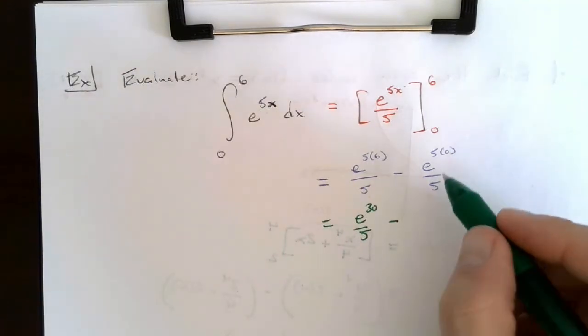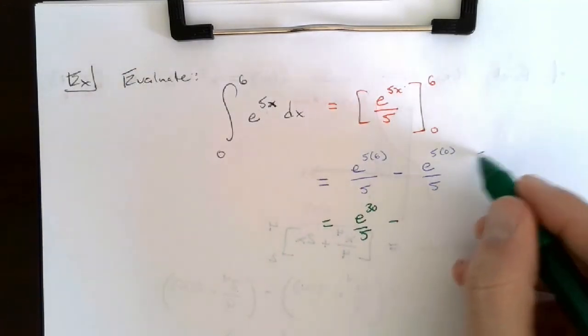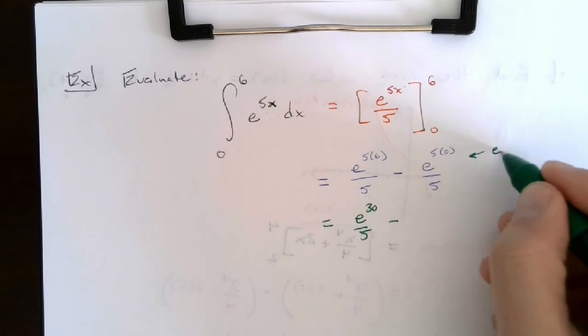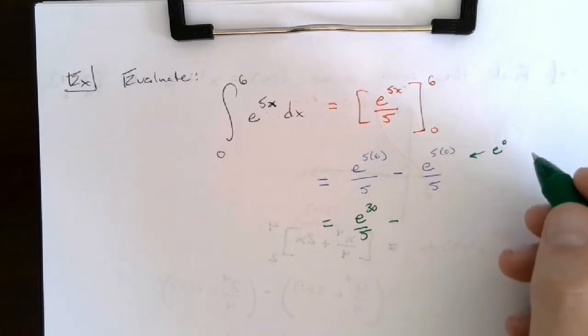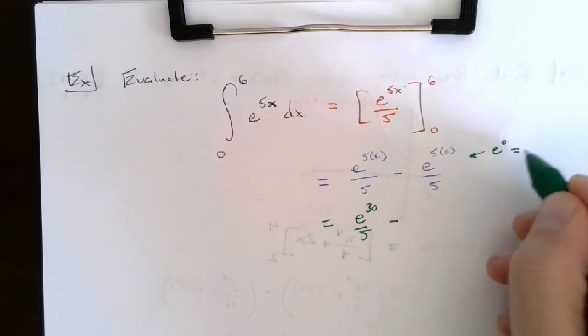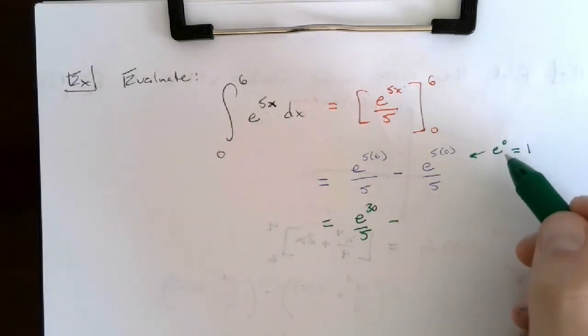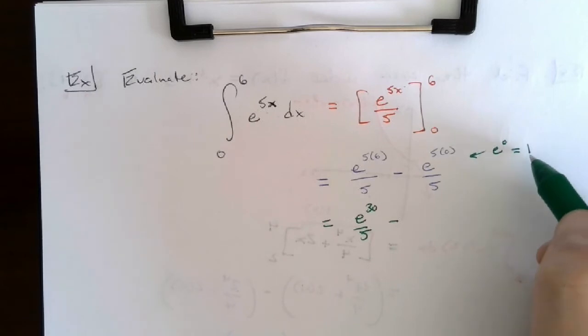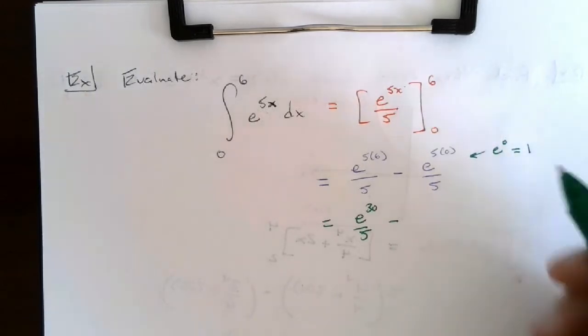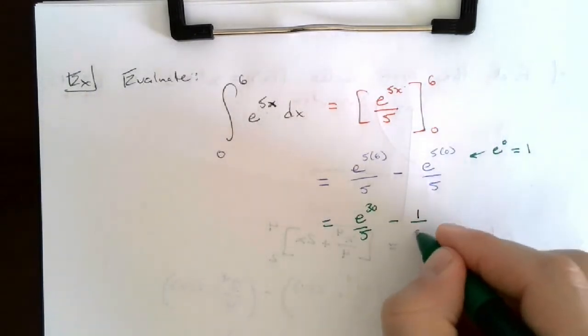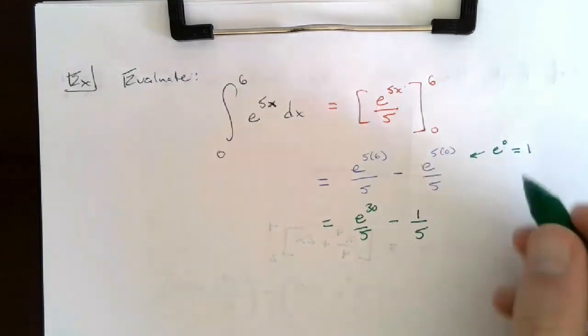Well, what's e to the 5 times 0? It's really e to the 0, right? If I say e to the 5 times 0, that's e to the 0. What's e to the 0 equal? Well, e to the 0 equals 1. Remember, any base other than 0 to the power of 0 gives you 1, right? So if you see this as 0 power, you know it should be 1. So this is minus 1 over 5, just replacing that numerator with 1.